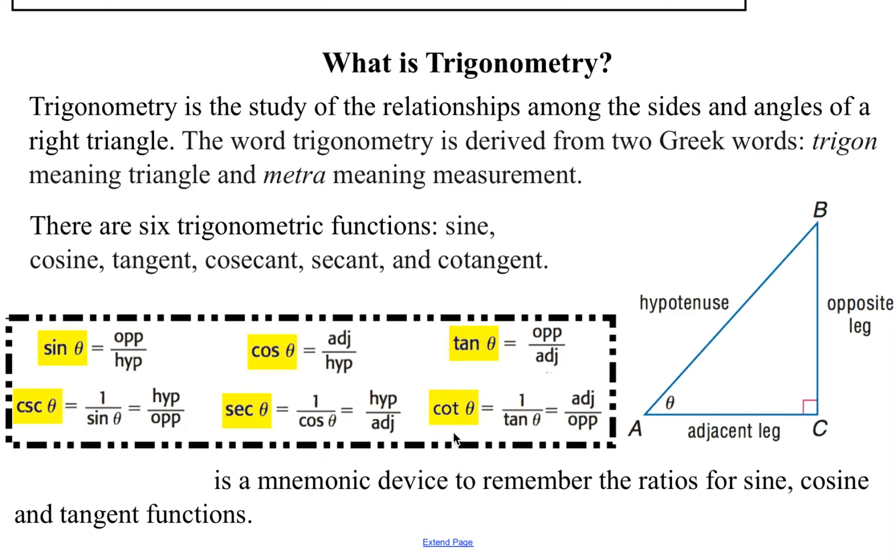We have a mnemonic device that we use to help us remember what the ratios are for sine, cosine, and tangent, and you may have heard of this before. It's called SOHCAHTOA. And it just tells us the sine function is opposite over hypotenuse, cosine, the C is for cosine, adjacent over hypotenuse, and then tangent is opposite over adjacent. So the first letter is the trig function, and then the next 2 letters are the numerator and denominator of the ratios of the sides.